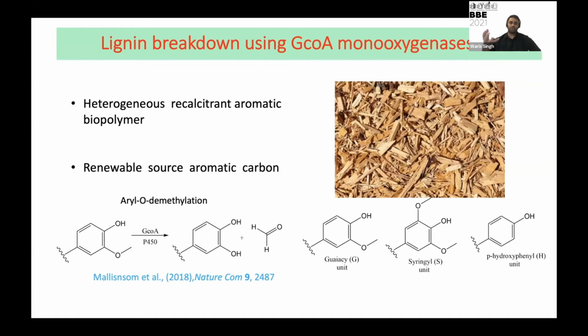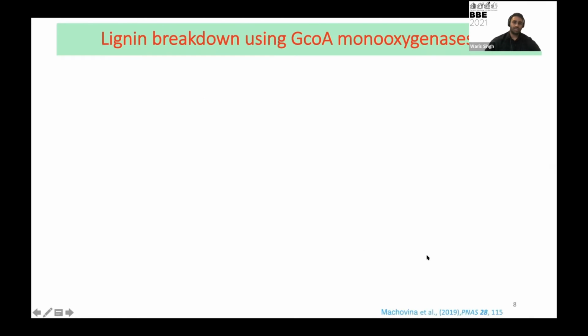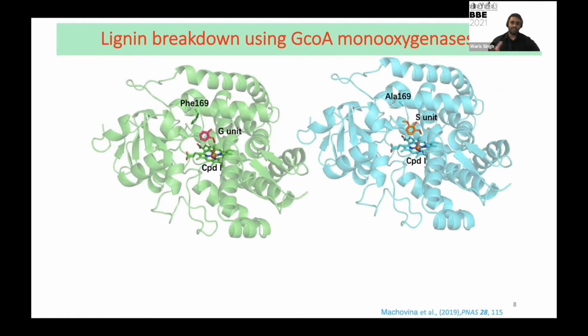So, the crystal structure authors described that even though the wild type was able to accept this G unit, it didn't have much activity with the S unit. So what they did was, I believe they used rational design as well to pick this phenylalanine 169. And then they mutated this to alanine. And by doing that mutation, they were able to catalyze this S unit, which is very fantastic.